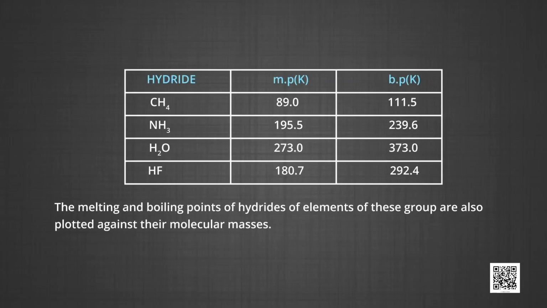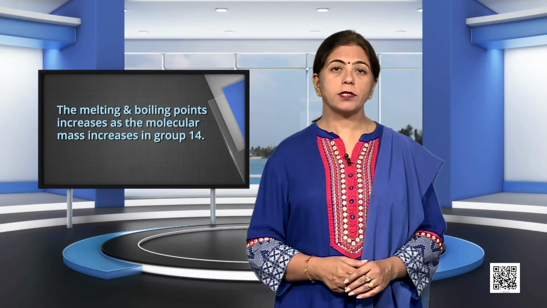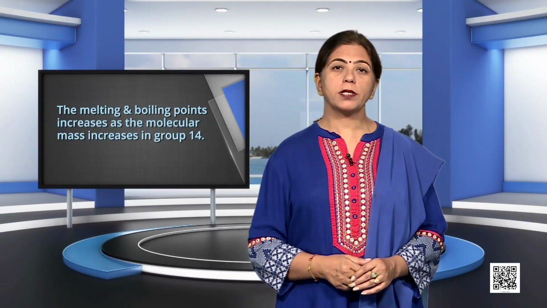The melting and the boiling points of the hydrides of the elements of these groups are also plotted against their molecular masses. The melting and the boiling points increase as the molecular mass increases in group 14. This is mainly due to the fact that as the size of the elements of group 14 increases, the number of electrons also increases.